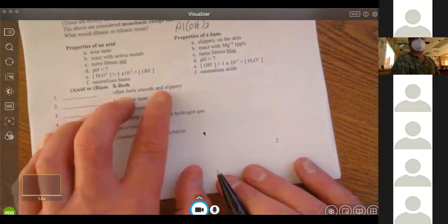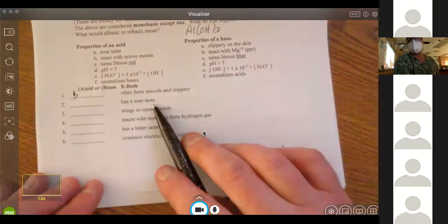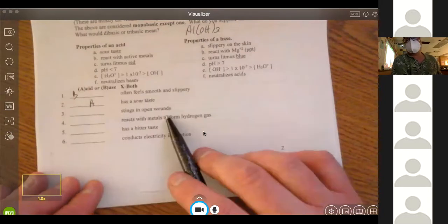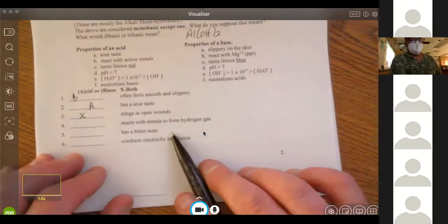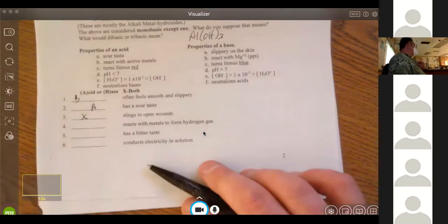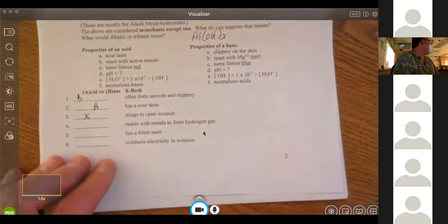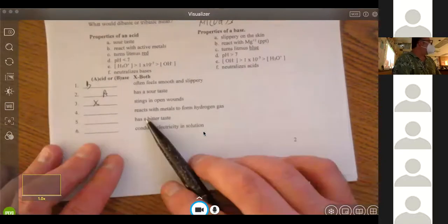So feels slippery and smooth. Which one does that sound like? Base. Has a sour taste. Acid. Stings in open wounds. Akshay, do you want to argue with that? I feel like it could be both. Akshay, how do you know that? Well, when you get soap in a cut, it hurts. Oh, yeah, that makes sense. Soap in your eye versus lemon juice in your eye. Don't they both sting? I think acid stings more.